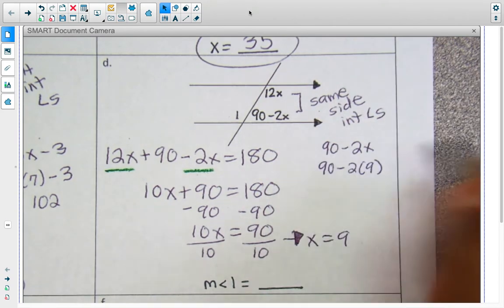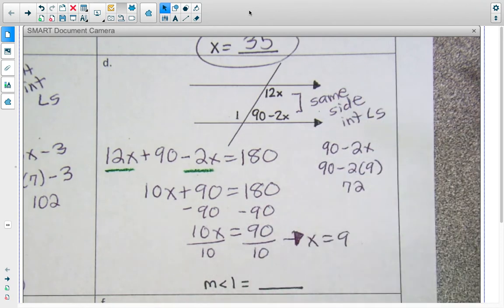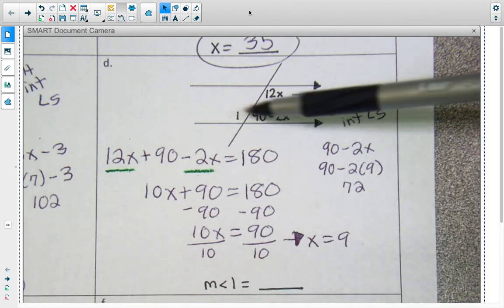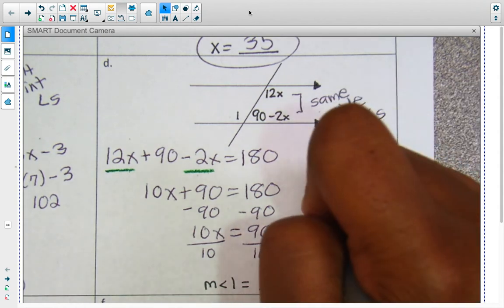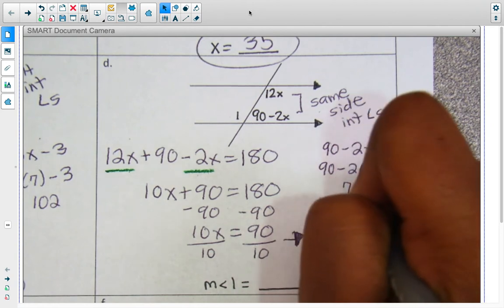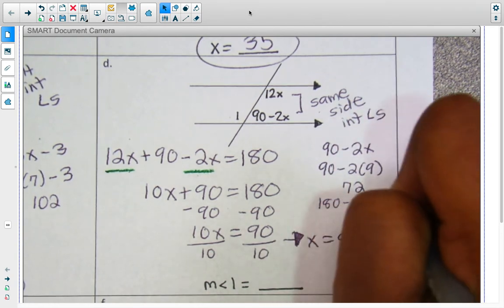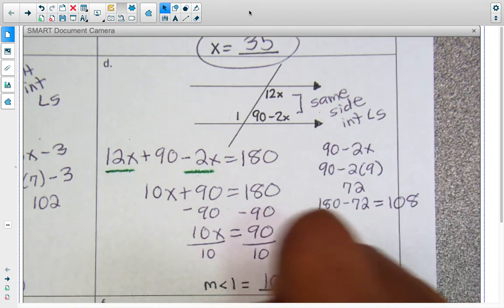And that's going to give me 72. And I know that these two are a linear pair. So if this is 72, if I do 180 minus 72, that'll give me the answer to this problem. So this gives me 108 degrees.